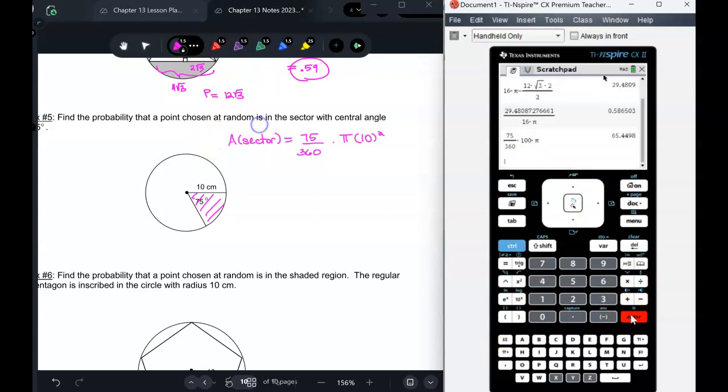Okay, so the area of the sector ends up being about 65.45. So our probability is going to be 65.45 over the whole circle. What's the area of the whole circle? 100 pi.